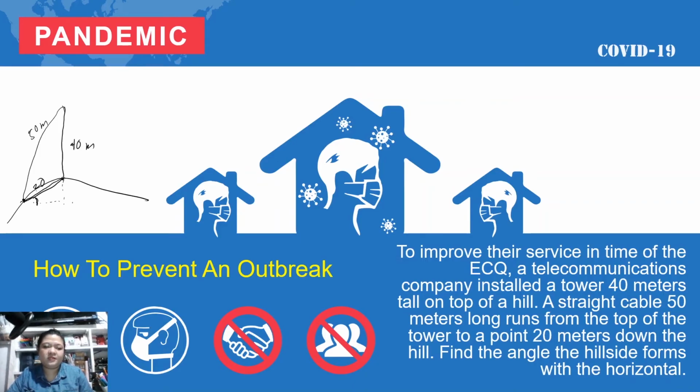Unahin muna natin itong ating nabuong triangle na ang sides ay 20, 40, and 50. So, pangalanan natin tong side na to na A. Ito naman ang ating side B. At ito ang ating side C. Hindi siya right triangle. Isa siyang obtuse triangle. So, ang kailangan natin gamitin ay either law of sine o kaya naman ay law of cosine. So, dahil ang given natin ay tatlong sides, ang gagamitin natin ay law of cosine.